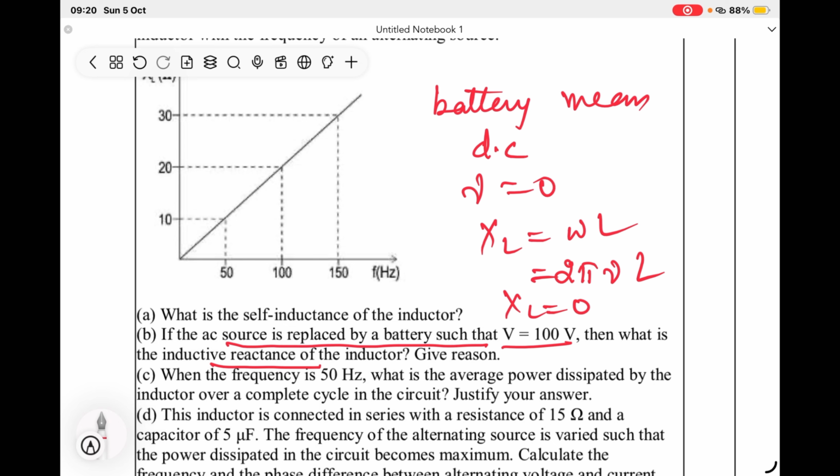So XL is 0. This inductor will offer no opposition. Fully, you should write: this inductor will offer no opposition, hence it will behave as a conductor. So this is the second part. What is the inductive reactance? 0. This is the question they have asked. And give the reason: the frequency of DC is 0. So inductive reactance will come to be 0.